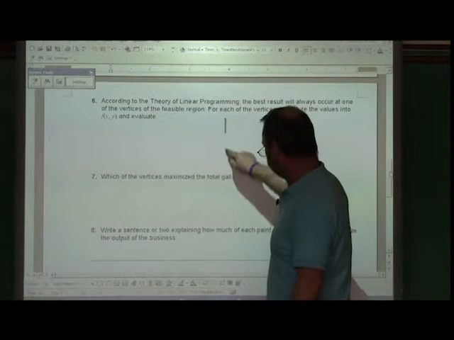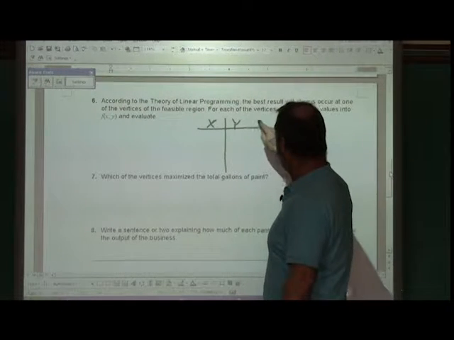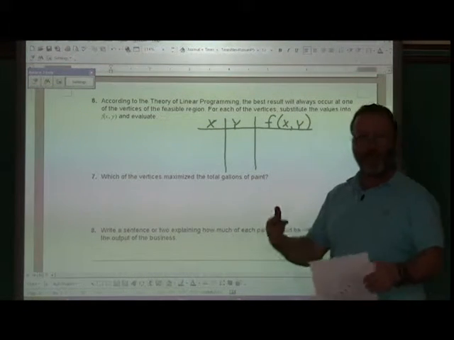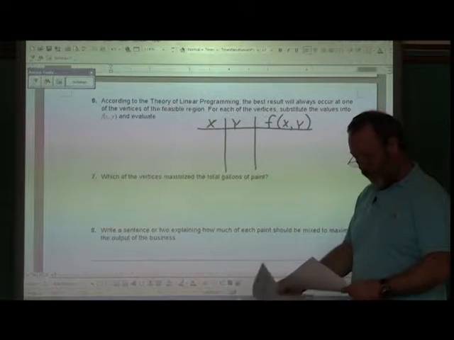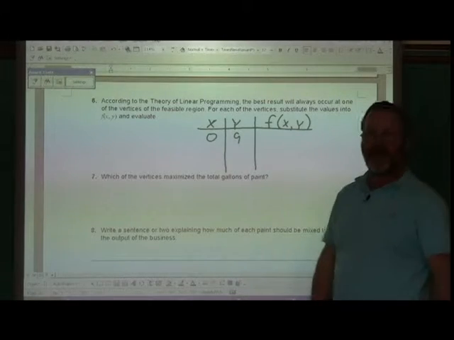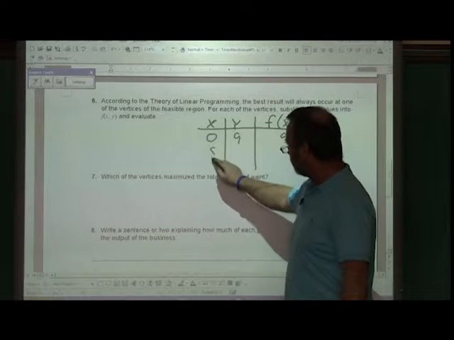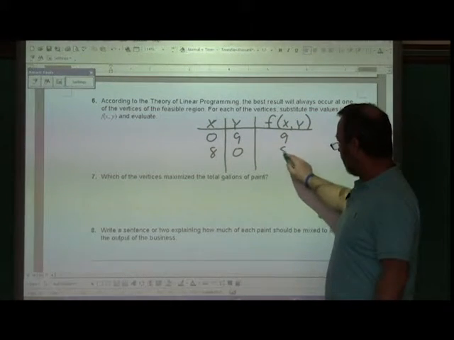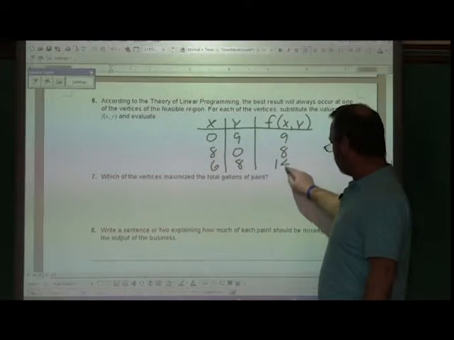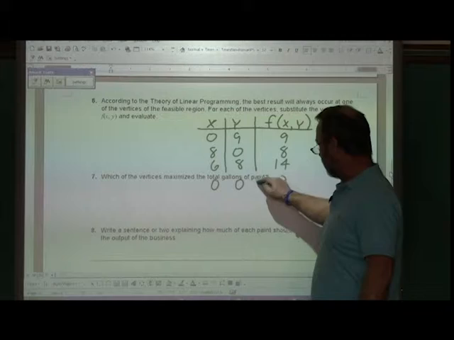So, we make a table of x, y, and f of x, y, and we put in our vertices. So one vertex, x is 0, y is 9, which gives me f of x, y equal to 9. Another vertex is at 8, 0. That gives me 8. A third vertex is at 6, 8, which gives me 14. And finally, we have the origin, 0, 0, which gives me 0 gallons.